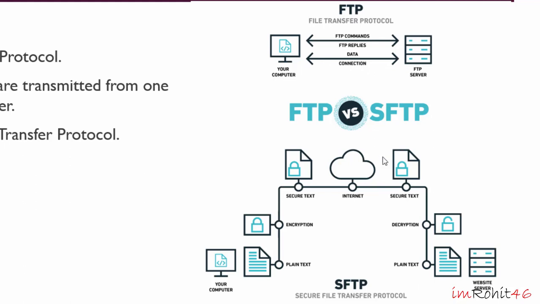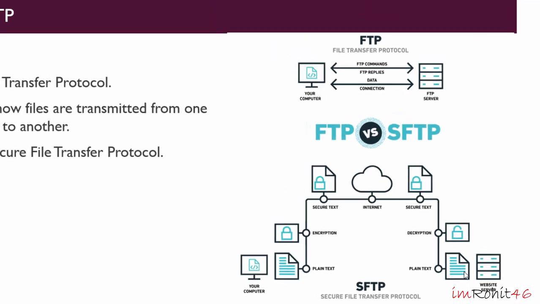But when you look at SFTP, you're sending a file and the text in the file is being encrypted by SFTP. Now a secure text is going over the internet, and when it reaches the server, it has a decryption algorithm and it decrypts that secure text and it gets converted into plain text. This is how SFTP works. It is more secure over the internet.